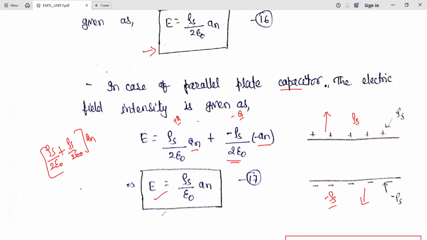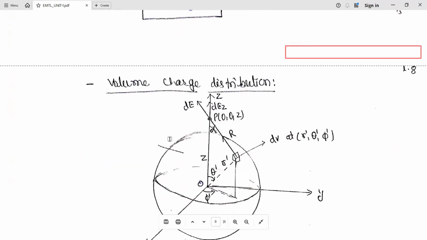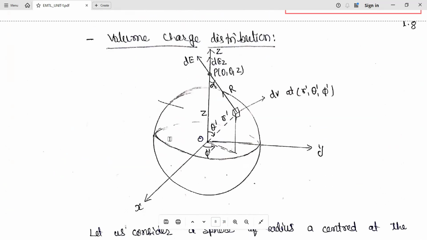So this was the discussion in case of surface charge distribution, and now we have seen the case of parallel plates. Next is the case of volume charge distribution. To understand the volume charge distribution, we need to have a better concept of spherical coordinates.